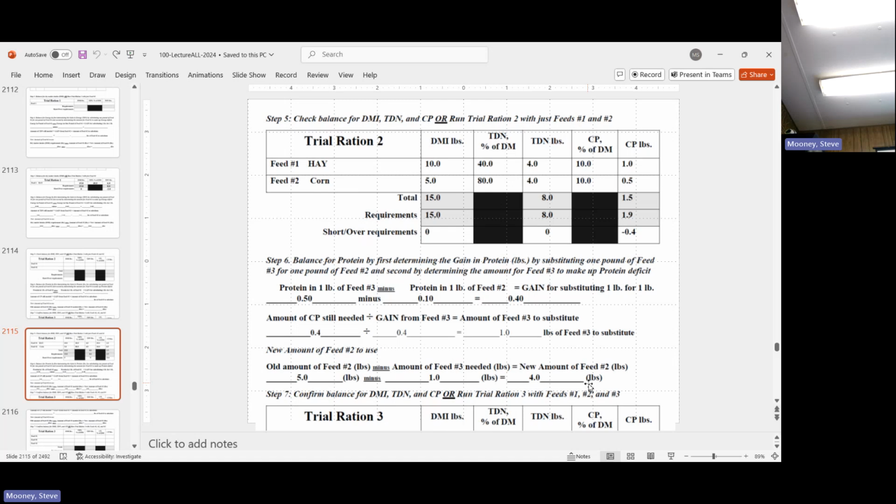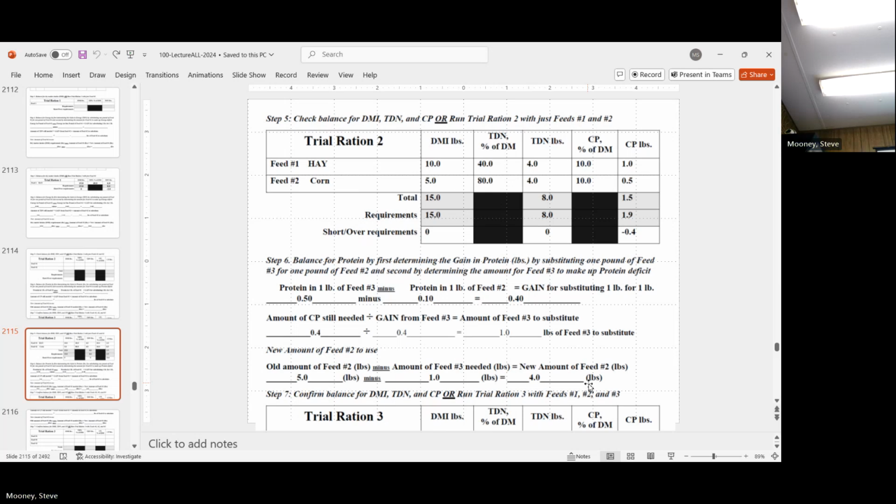Half a pound for every pound of dry matter. What about my feed 2, my corn? What do I got? 1/10 of a pound. 1/10 of this is protein. So if I take a half pound minus a 1/10 of a pound, that gives me a gain. If I take out corn and put in soybean, every time I make that swap, I gain 0.4 of a pound.